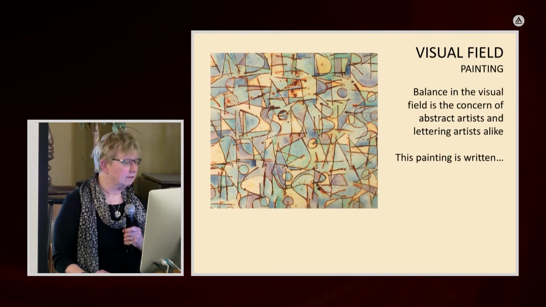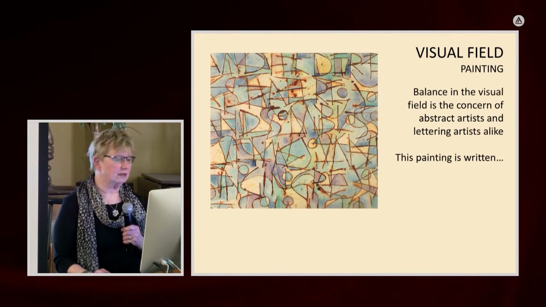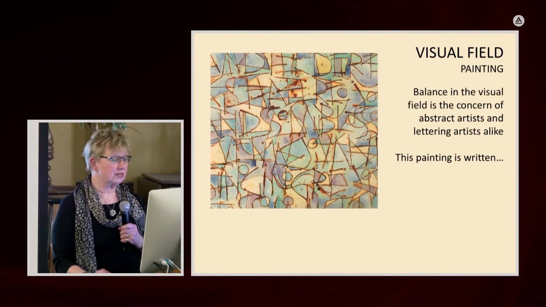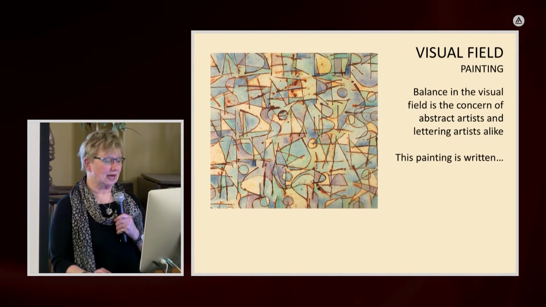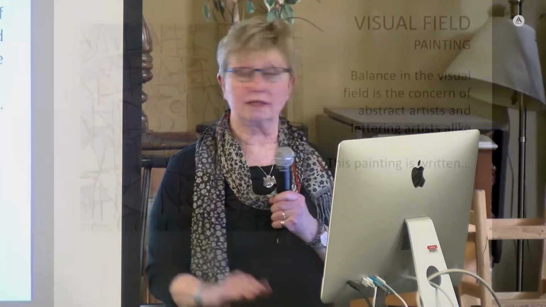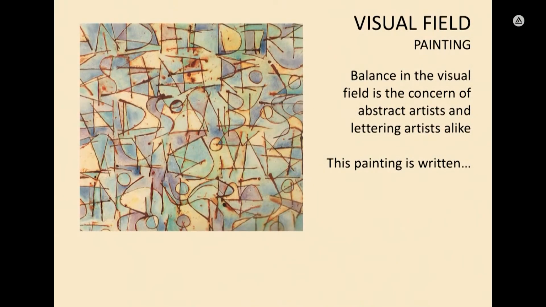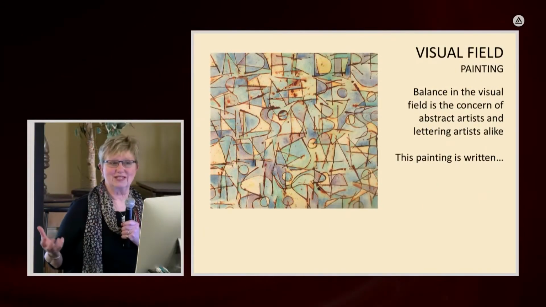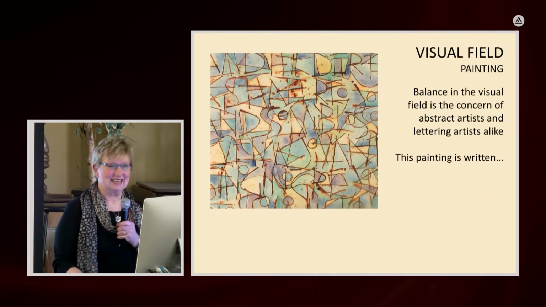Next, balance in the visual field is the concern of abstract artists and lettering artists alike. This is a written painting. So you can see the rows of letters, and you can also see the sensitivity of the placement of those O's. So there are words there. It's probably a text. You need to talk to the artist about that and see what it says.